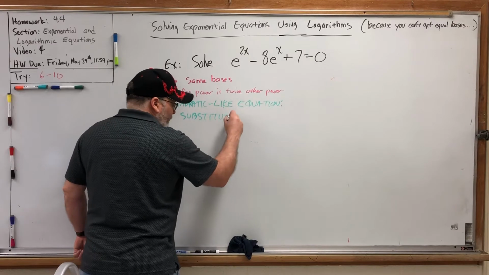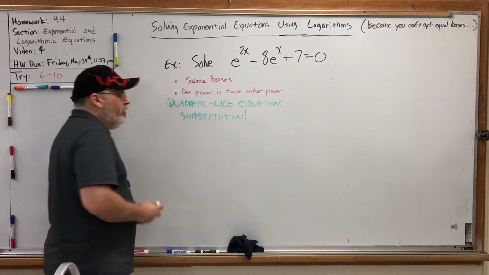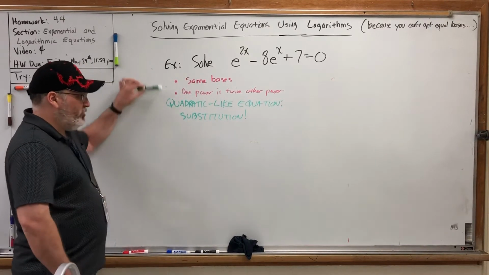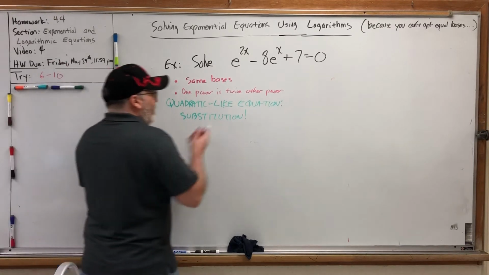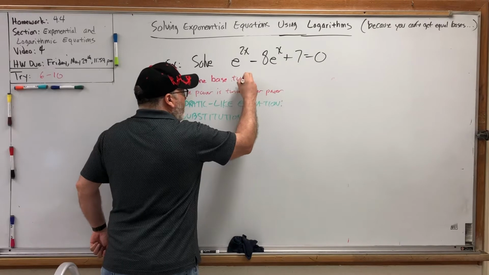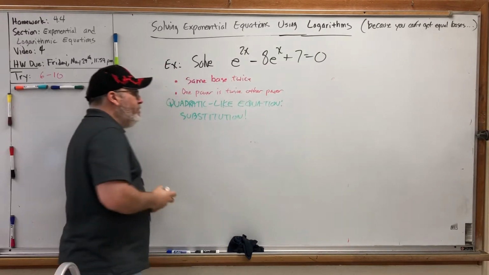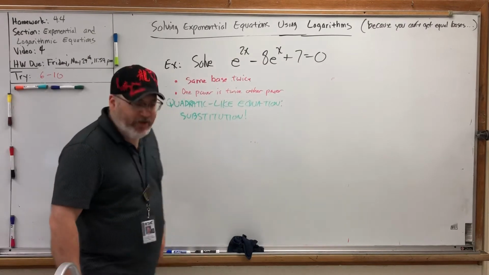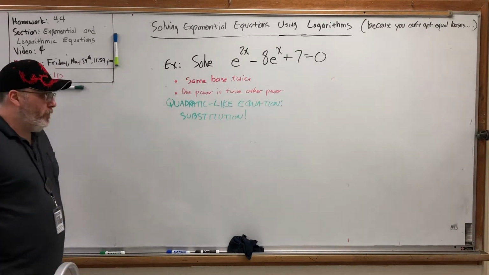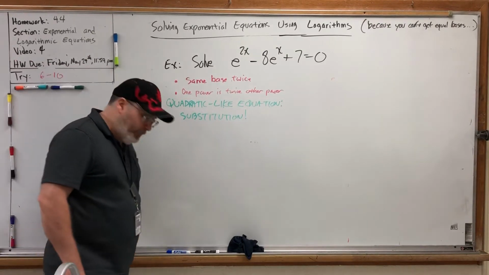And again, I told you it was a blast from the past, but under these circumstances, same base twice, so there's an e and there's an e. One power is twice the other, 2x is twice 1x. That is the setup for a quadratic-like equation and hence a substitution.